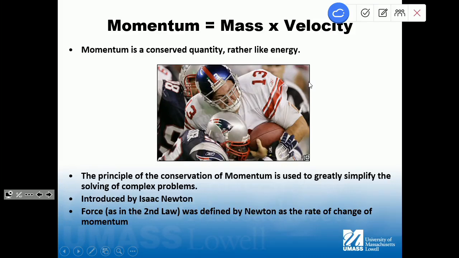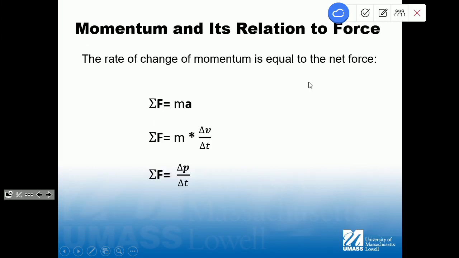Okay, the idea of momentum. You guys are familiar with F equals ma, right? It was actually stated in terms of momentum. When Newton actually introduced the law, he introduced the topic of momentum and he stated the law in terms of momentum. And in terms of momentum, the second law, which is force of mass times acceleration, the net force, becomes the net force is the rate of change of momentum. It is delta p over delta t.